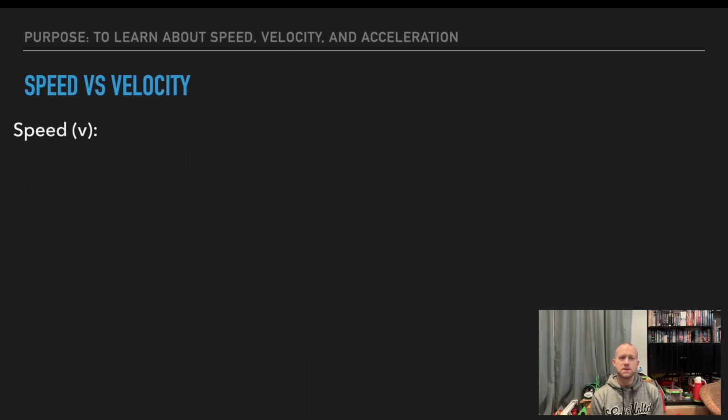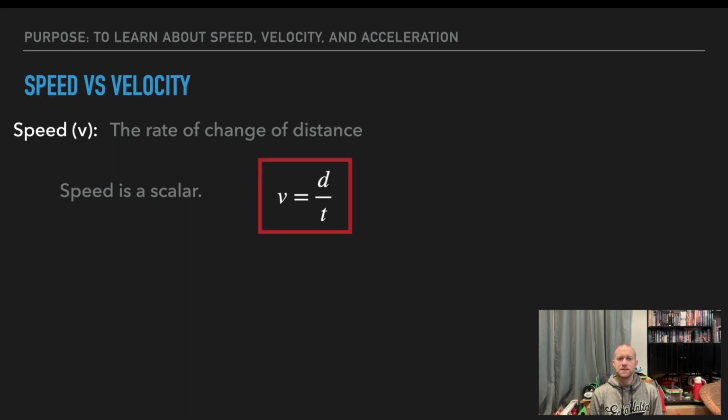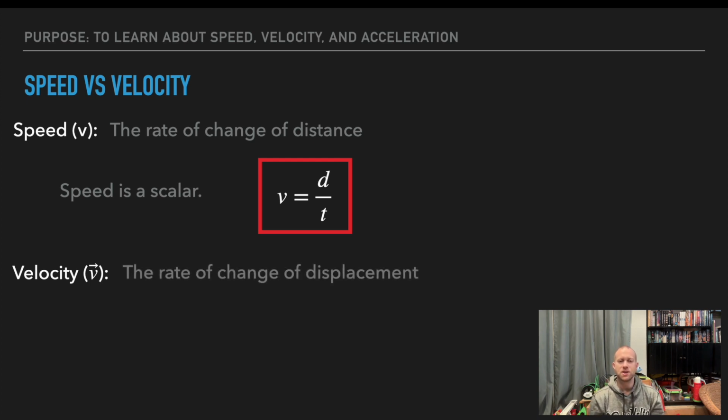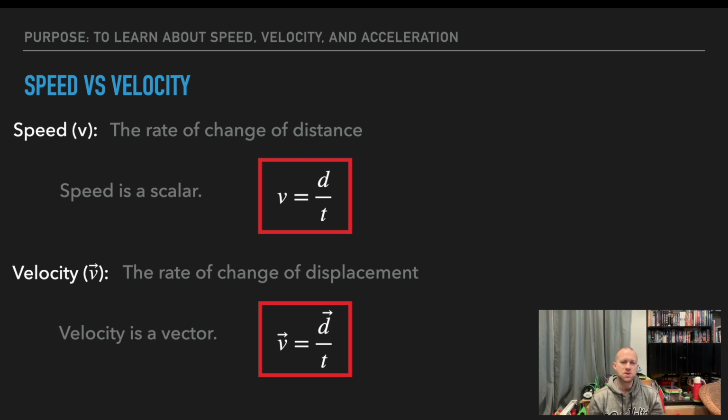So speed versus velocity. Speed is the rate of change of distance, meaning how quickly your distance changes. This is a scalar quantity. So that means we do not have direction, we just have a number portion, and this is your equation, v equals d over t. V being speed, d being distance, t being time. Next we got velocity. There's a little arrow above the v that should tell you something already. So this is the rate of change of displacement. This one is a vector, and we write this as velocity equals displacement over time. So these are your two equations, one for speed, one for velocity.